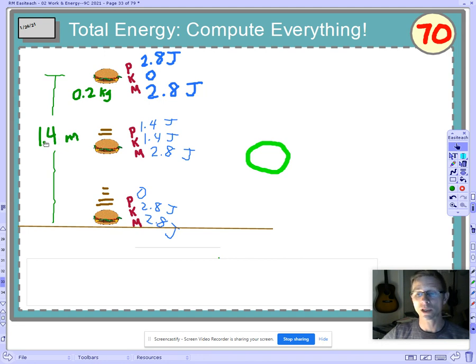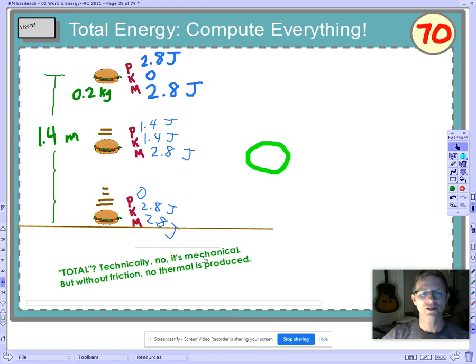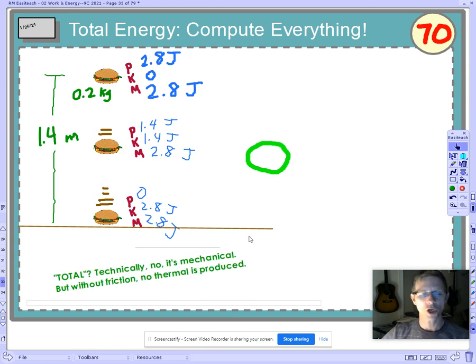Go ahead, plug in a 0.7. If you do 0.7 times 0.2 times g times 10, you get 1.4. Or you could just split it in half. Use logic. The mechanical is not technically the total, but I often call it the total.